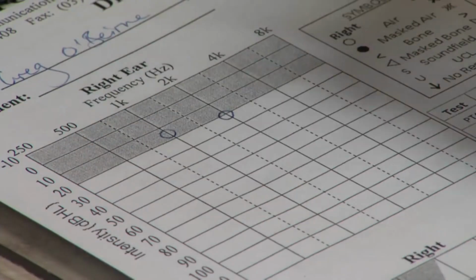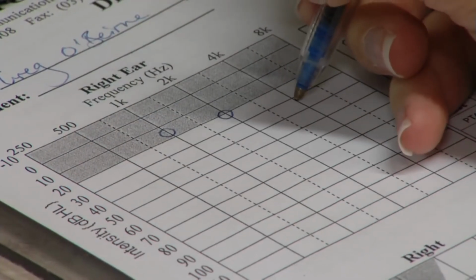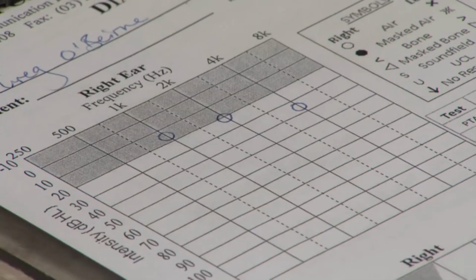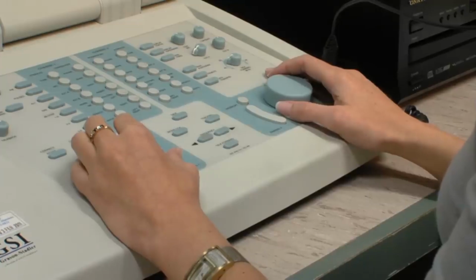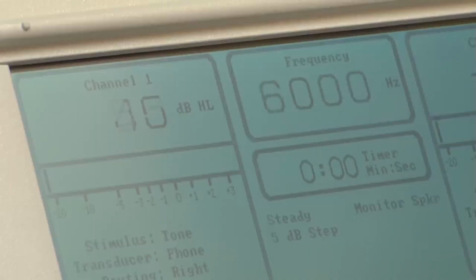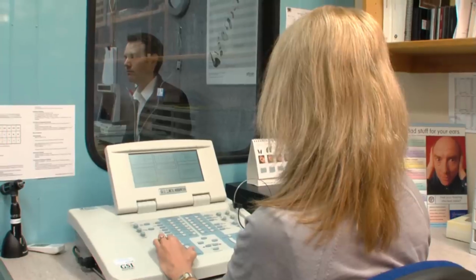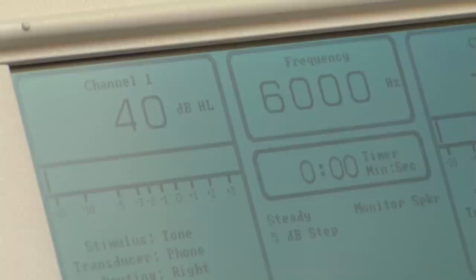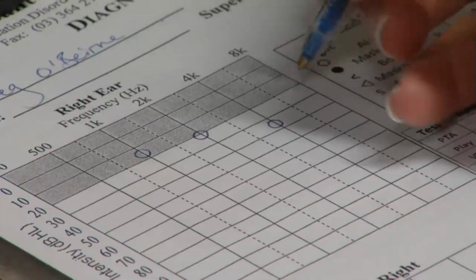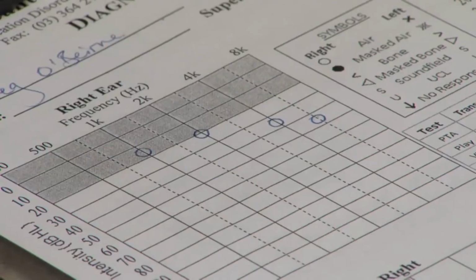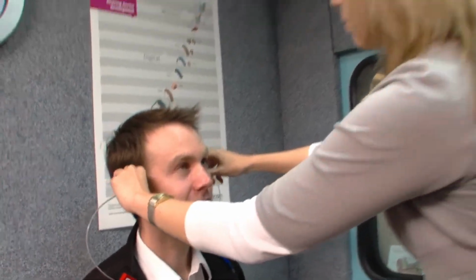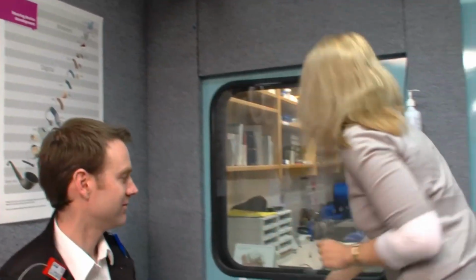On the audiogram, the thresholds are recorded as crosses for the left ear and circles for the right ear. Air conduction thresholds reflect the integrity of the total peripheral auditory mechanism. It's not possible to determine the location of any pathology along the auditory pathway using air conduction alone. Therefore, if a hearing loss is detected, further testing is carried out using bone conduction testing to help establish the site of lesion. All right, you're doing well so far.